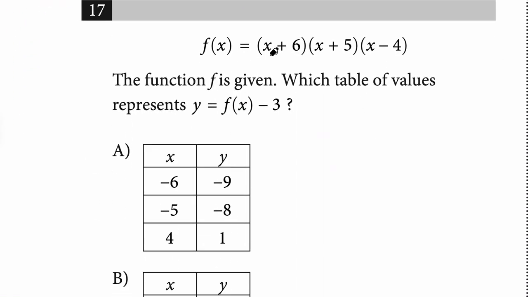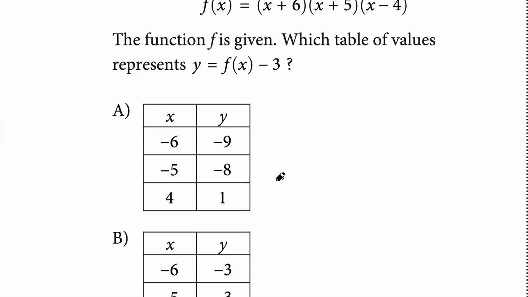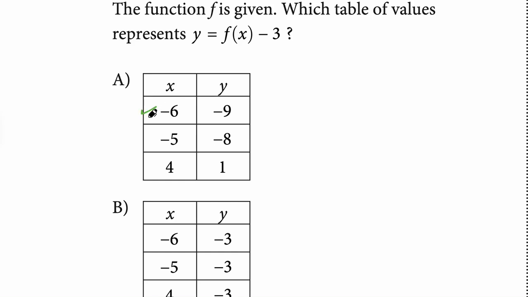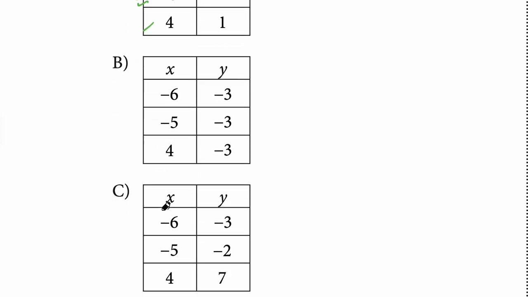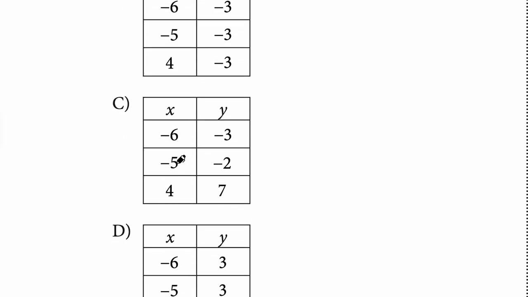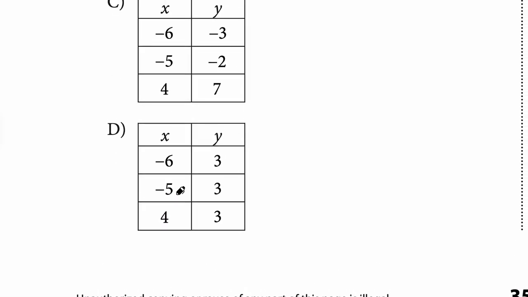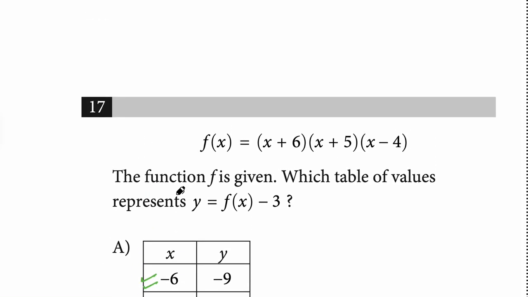F of x is equal to x plus 6, x plus 5, x minus 4. Three factors are given. The function f is given. Which table of values represents y is equal to f of x minus 3? Let's see the tables. In option A, x inputs are negative 6, negative 5 and 4. In option B, negative 6, negative 5, 4. In option C, negative 6, negative 5. That means all the options have negative 6, negative 5 and 4.